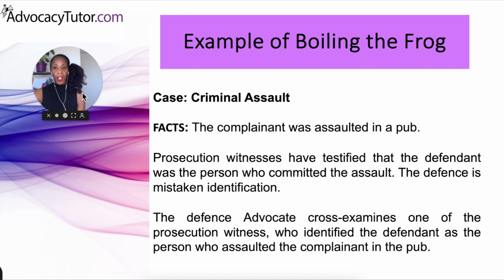The case is a case of criminal assault. The complainant was assaulted in a pub. Prosecution witnesses have given evidence that the defendant, let's assume the defendant is your client, was the person who committed the assault. And the defence is mistaken identification. So assume that you are going to cross-examine one of the prosecution witnesses who identified the defendant as the person who committed the assault, the person who assaulted the complainant in the pub.